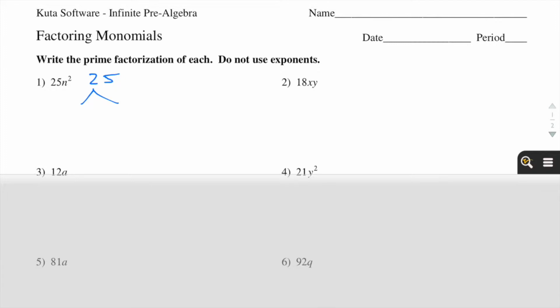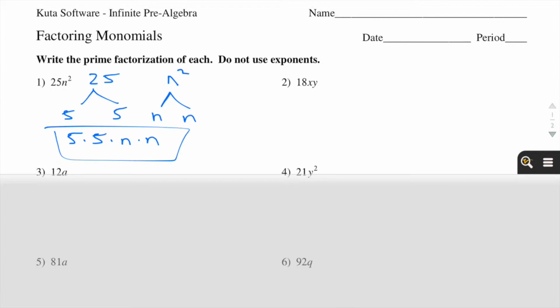So we can do 5 and 5. Because this 5 doesn't break down any further, it only breaks down to 1 and 5, which you don't write, you just leave it at 5. We're done with the number. Now we have to deal with the n squared. What two variables multiply to give us n squared? That would be n and n, because when you multiply n times n you get n squared, and that's it. So our final answer for number 1 is 5 times 5 times n times n. That's our final answer.